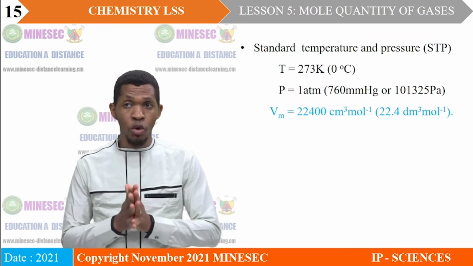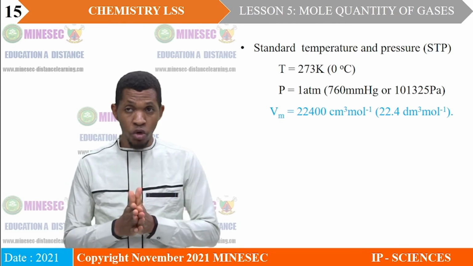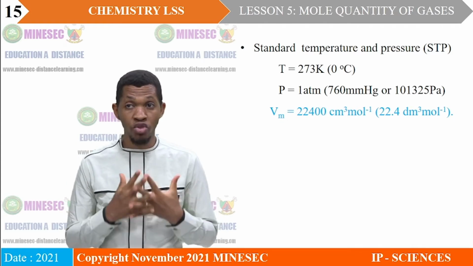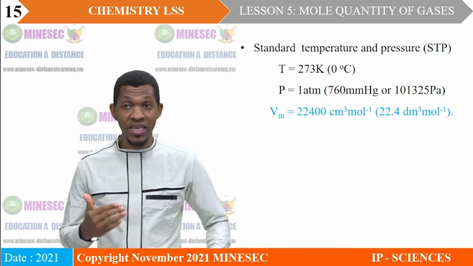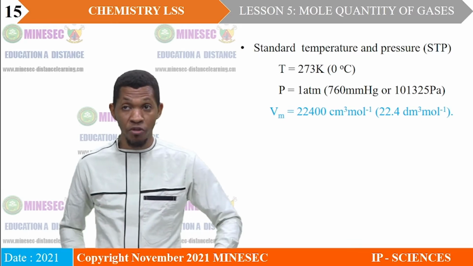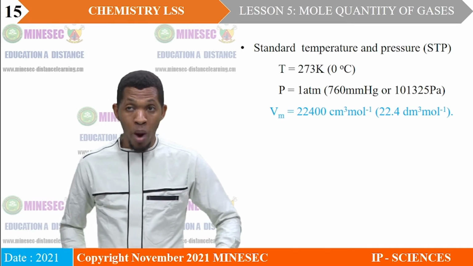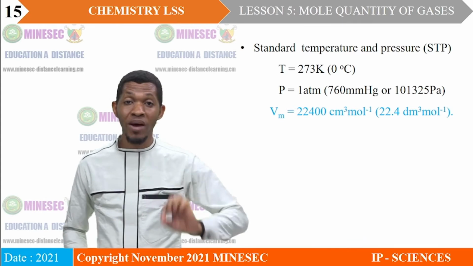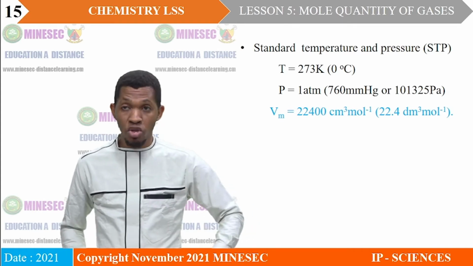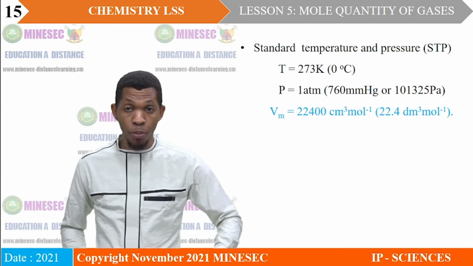At standard temperature and pressure, the temperature is 273 Kelvin or 0 degrees Celsius. The pressure is 1 atmosphere, which is the same as 760 millimeters of mercury or 101,325 pascals. And the molar volume of a gas is 22,400 cm3 per mole or 22.4 dm3 per mole.